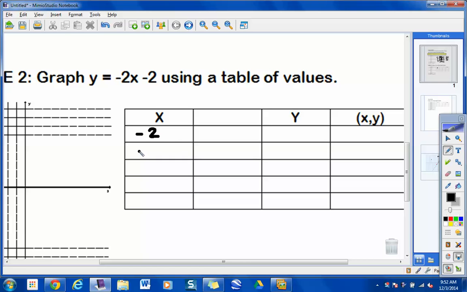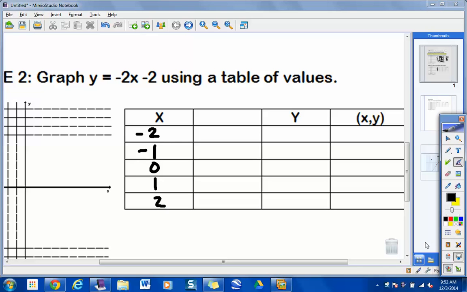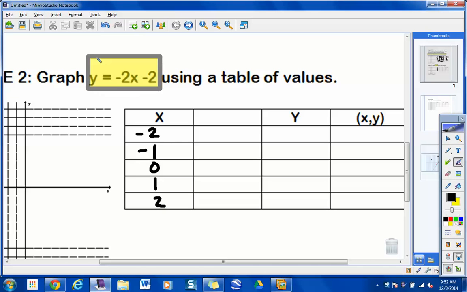-2 up to +2, right? So throw those in here quickly. All right. And we are looking to graph the following equations. y equals 2x minus 2.